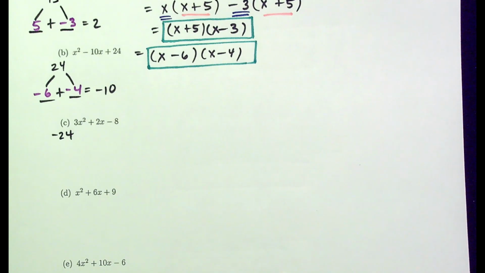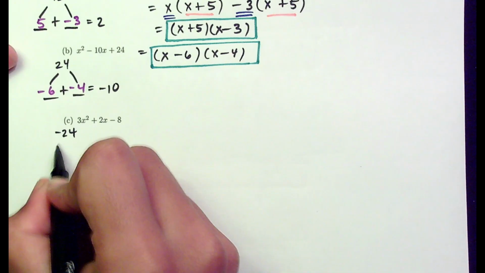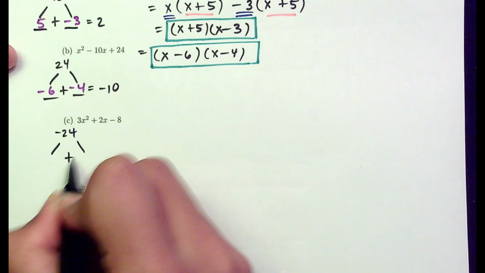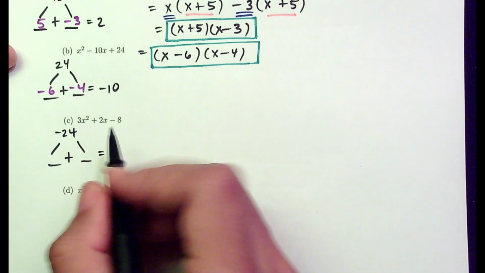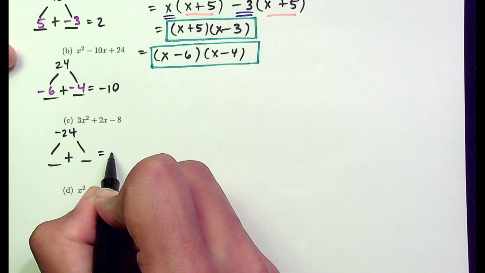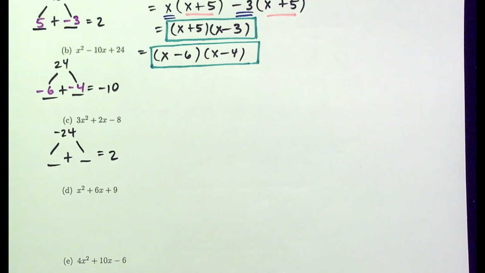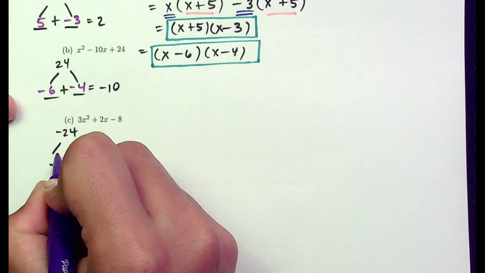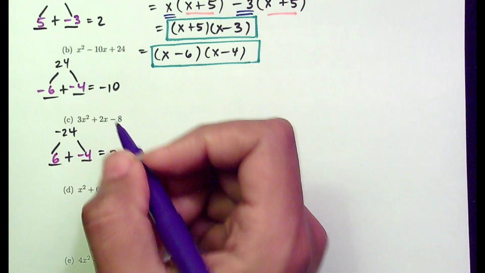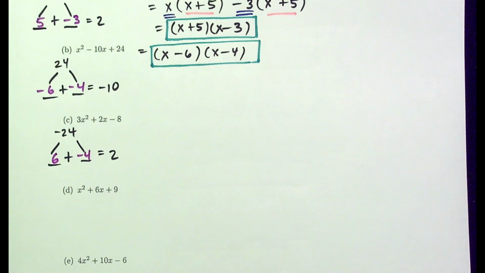Then think of two numbers. When you multiply them, you get negative 24. When you add them, you get the number in the middle, which is 2. So we want two numbers that multiply to negative 24 and add to 2. So I think this is going to be 6 and negative 4. Yeah, 6 times negative 4 is negative 24. 6 plus negative 4 is positive 2.